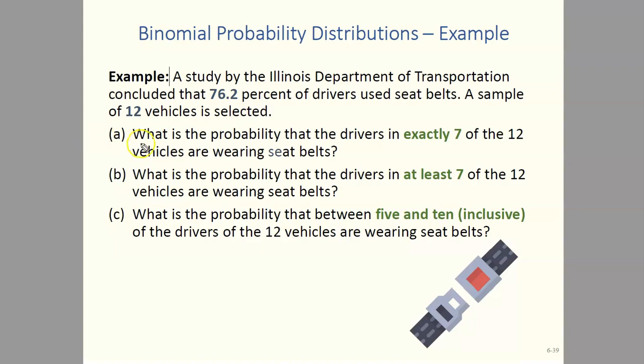So the first question is, what is the probability that the drivers in exactly 7 of the 12 vehicles are wearing seatbelts? Part B, what is the probability that the drivers in at least 7 of the 12 vehicles are wearing seatbelts? And then part C, what is the probability that between 5 and 10 of the drivers of the 12 vehicles are wearing seatbelts? So let's take a look at the solution to part A first.